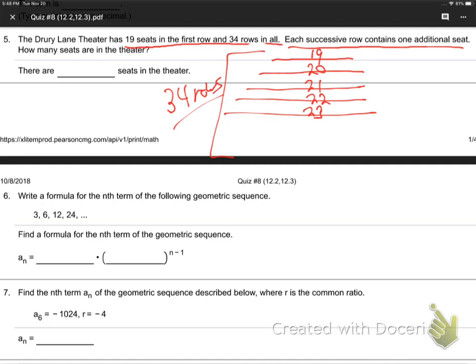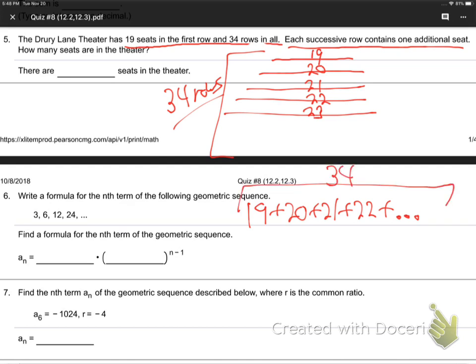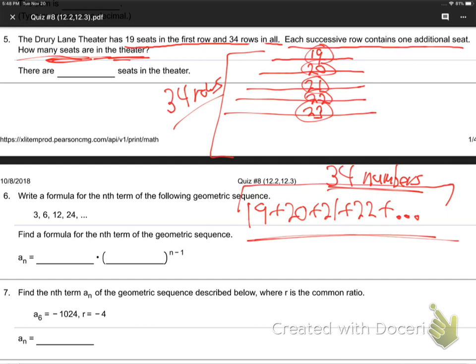34 rows. So basically what they're saying is you're adding up the numbers 19 plus 20 plus 21 plus 22, etc., and you have a total of 34 numbers, right? Because they want to know the total, how many seats total in the theater. So there's 19 seats in the first row, then 20, then 21, then 22, 23, etc. Add them all up, 34 different numbers, because there's 34 rows. Find out what the total is. Well, how am I going to do that?